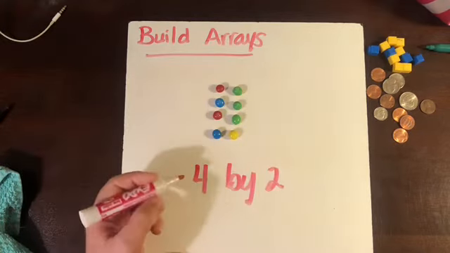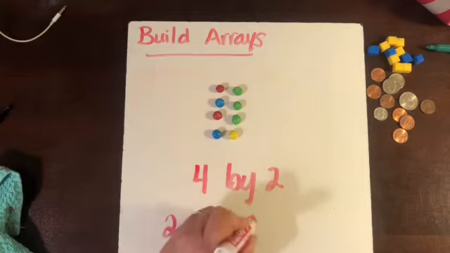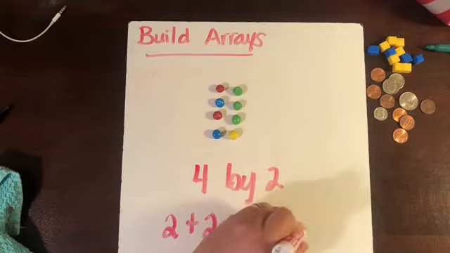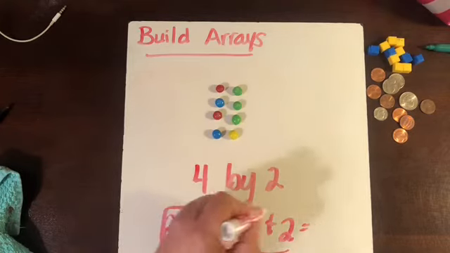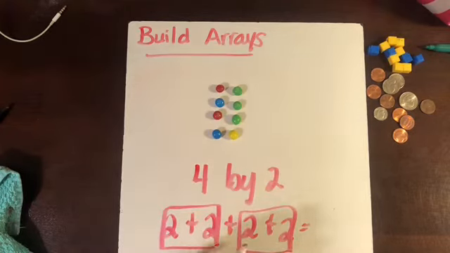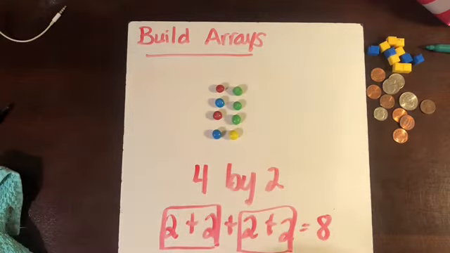And how would I do a number model for that? 2 plus 2 plus 2 plus 2 equals 2 and 2 is 4, 2 and 2 is 4, and 4 and 4 equals 8. All right, good job.